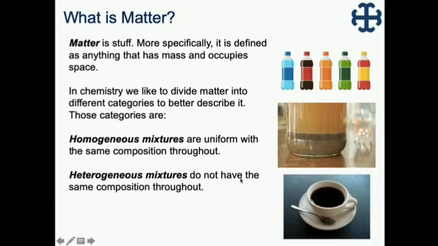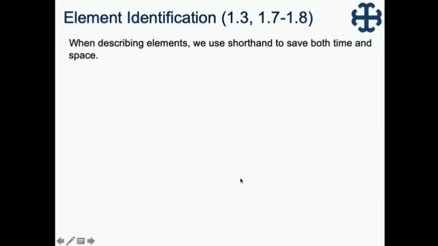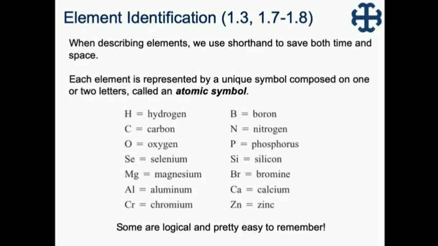Okay? All right. So when we want to describe elements, we often want to use shorthand to save both time and space. And so in chemistry, we use atomic symbols very frequently, and I've already shown you some. Some of these are pretty easy to remember, and you've probably already heard of. Something like hydrogen or carbon is H and C, oxygen is O.